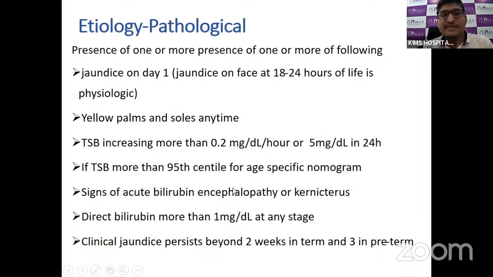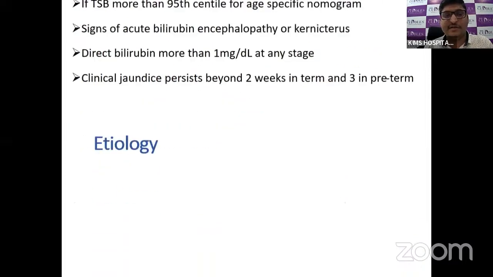When there are signs of acute bilirubin encephalopathy or kernicterus, or direct bilirubin more than 1 milligram per deciliter at any age, it is pathological, and this is cholestasis. This is associated with other signs like high colored urine. Clinical jaundice persists beyond 2 weeks. These are the signs of pathological jaundice, which give us clues to evaluate for other causes.